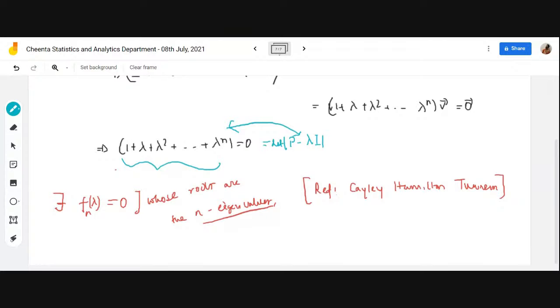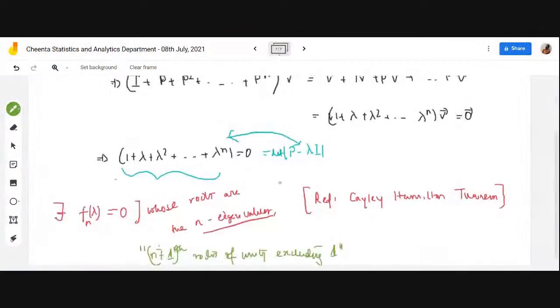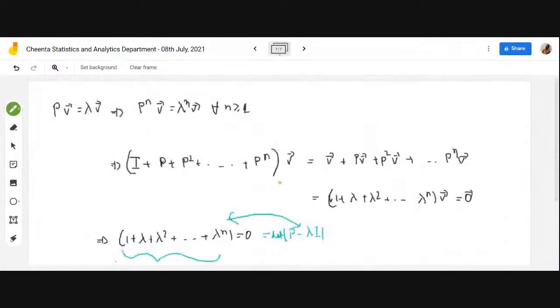Lambda is not equal to 1. It is not a solution. Yes. So the roots of this equation are the roots of unity that you have learned in school. The n plus 1th roots of unity, excluding 1. You will see 1 is not a solution of this actually.